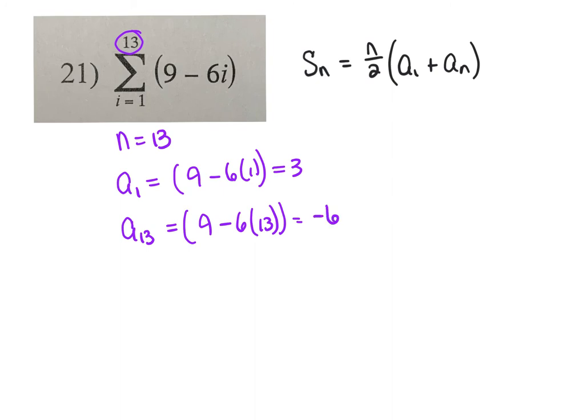Which is negative 69. So I'm going to say summation is 13 over 2 times 3 plus negative 69. You should get negative 429 here when you do that.